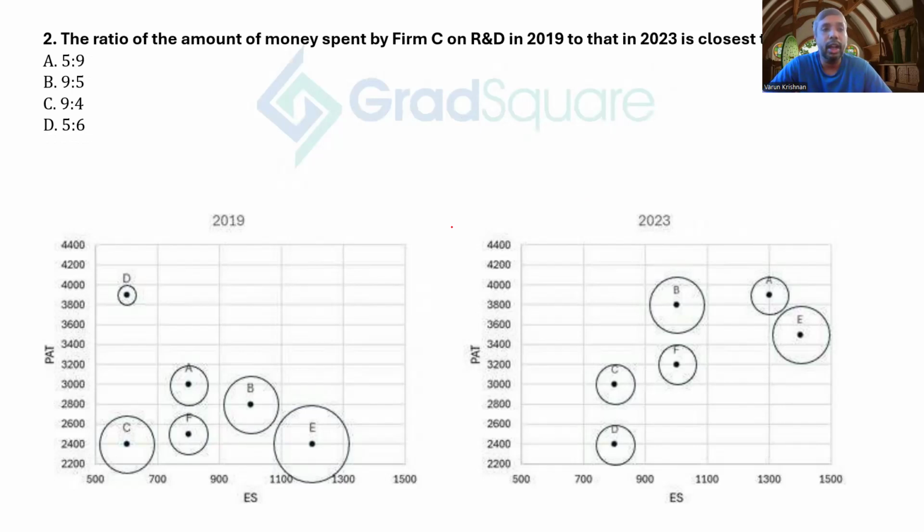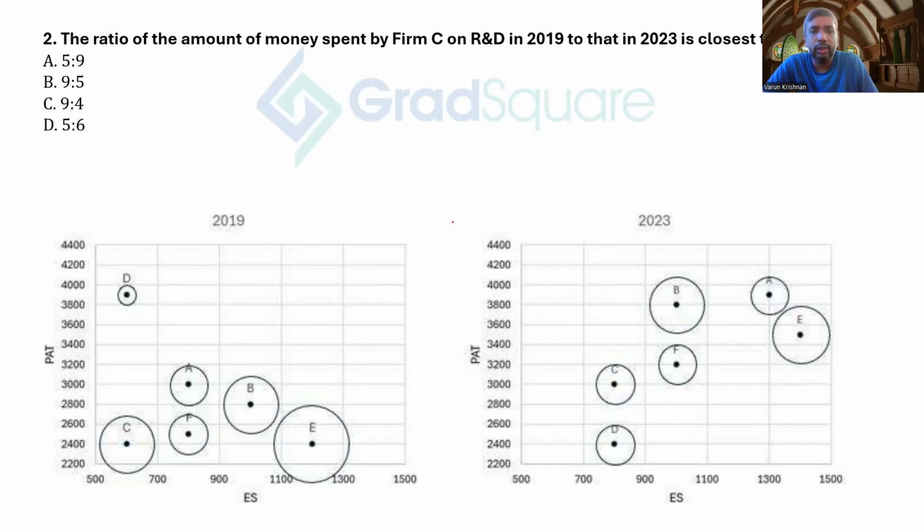In question 2, we have been asked the ratio of the amount of money spent by firm C on R&D in 2019 to that in 2023. So, the ratio of the amount spent by firm C on R&D in 2019 to that spent in 2023. In 2019, the radius of the circle is 2400 to 2700, so 300, and the PAT is 2400. In 2023 for firm C, the PAT is 3000 and the radius of the circle is 3000 to 3200, so only 200.